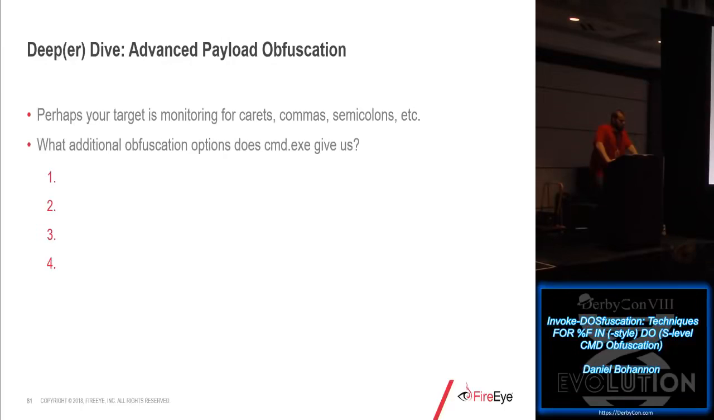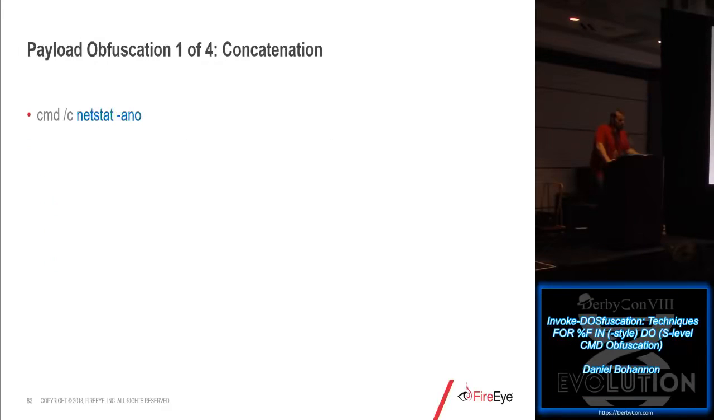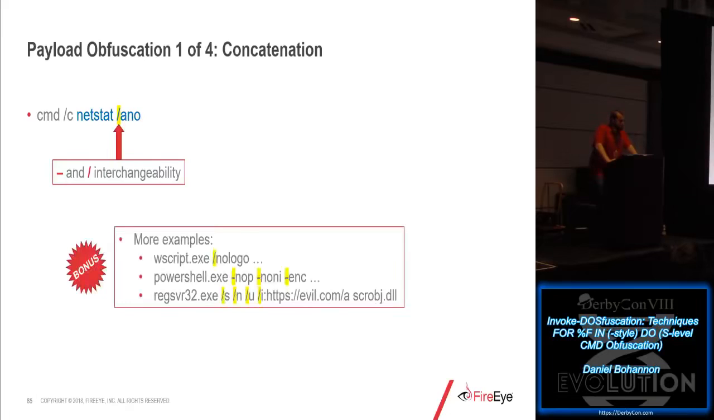So when it was all said and done, with the DOSfuscation research, I was able to come up with 4 different obfuscation options, like for the entire payload. And the first one we're going to look at is concatenation. So again, if we start with our netstat command, one thing we can do is change the dash and the slash. So in pretty much any binary that's using arguments, you can start to swap around slashes and dashes. So let's go ahead and do that.